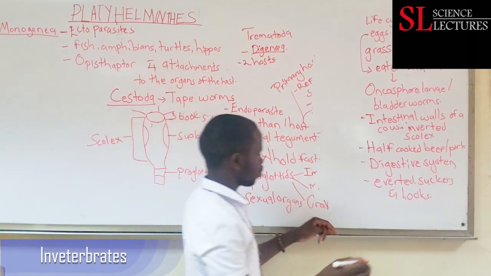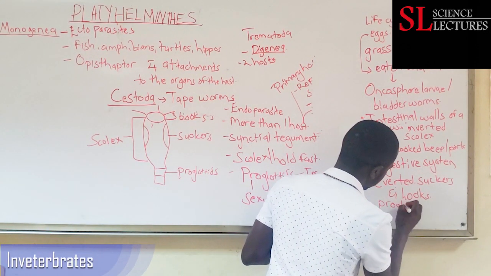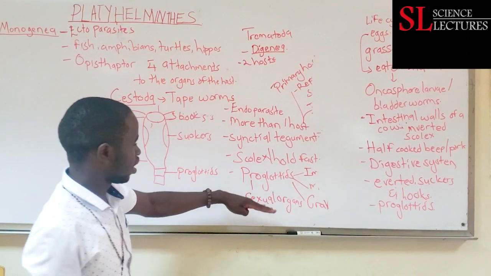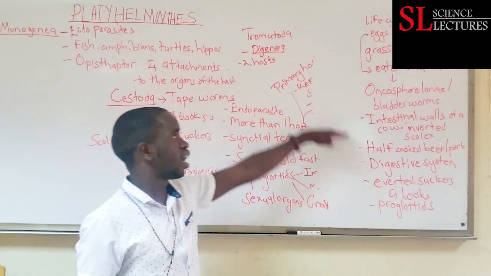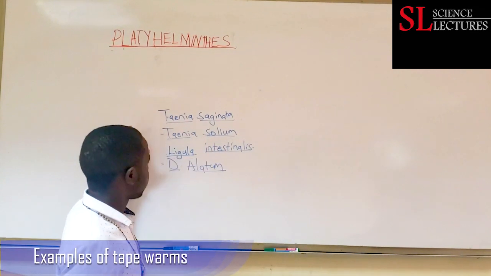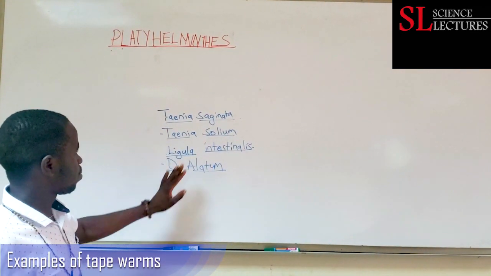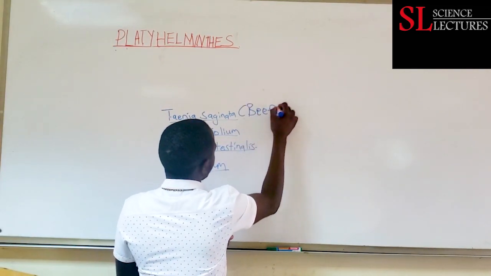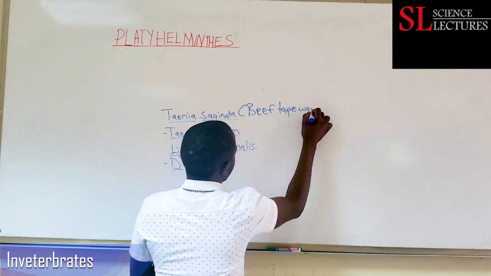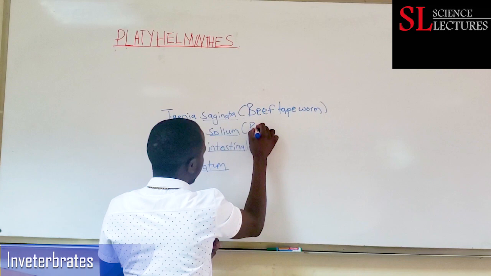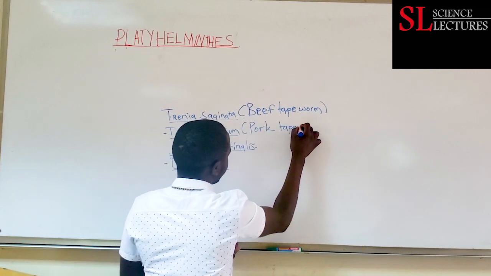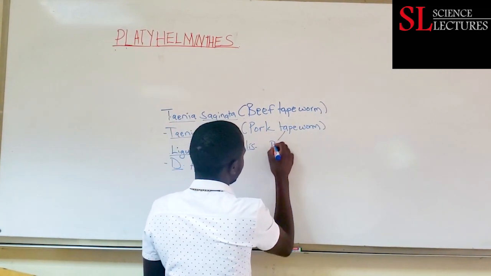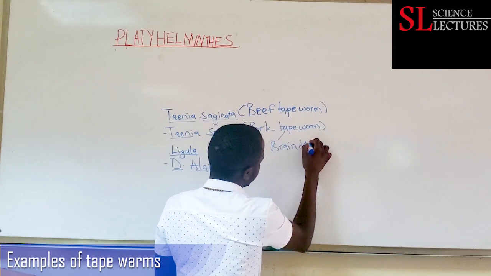On top of that, it shall start manufacturing what you call proglottids. Then these proglottids shall manufacture other sexual organs, which shall produce the eggs, and the cycle shall continue. So what you have here are some of the examples of tapeworms. Number one, Taenia saginata. This is the beef tapeworm. Then Taenia solium, this is the pork tapeworm. And this can be a very hazardous parasite because it can cause brain damage.